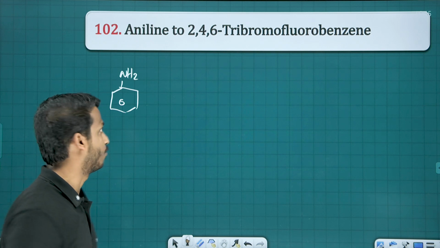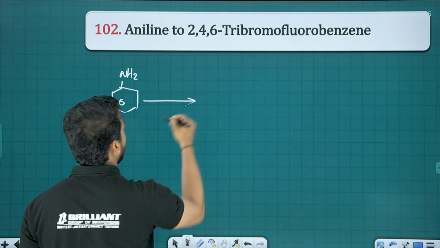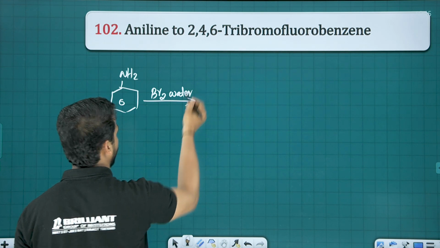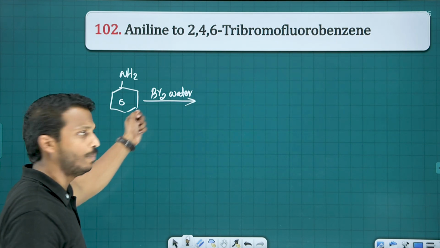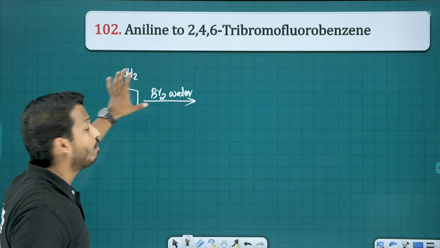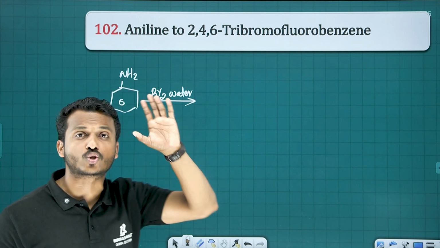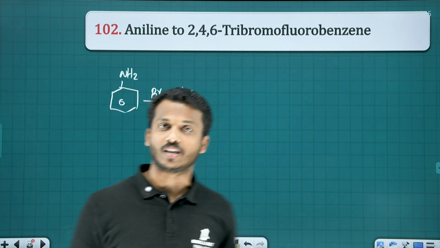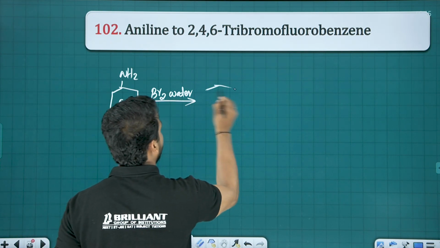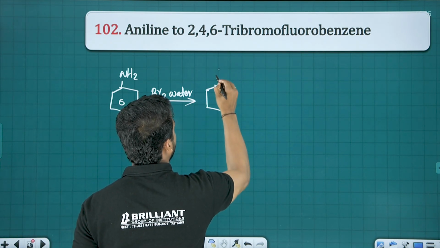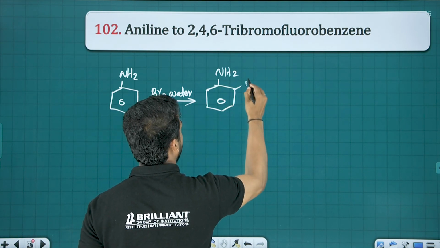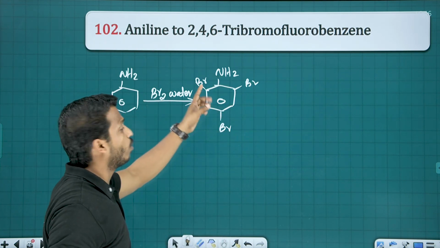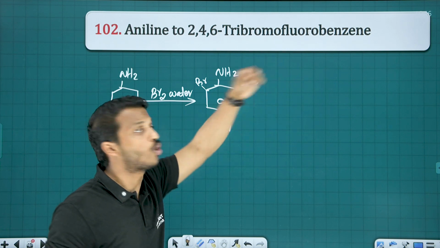How will you convert aniline to 2,4,6-tribromofluorobenzene? Small thing is different. We know aniline when reacted with bromine water, Br2 with H2O, right? Aniline is a very strong ortho-para directing group. Bromine water is a highly brominating agent. So all the bromine gets attached to which positions? The ortho and the para positions, right? Bromo, bromo, bromo. But we don't want aniline, we need fluorobenzene.